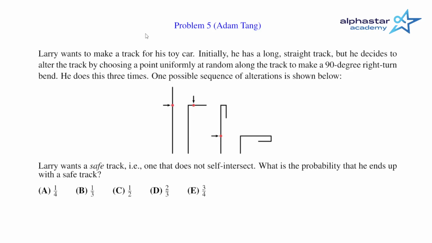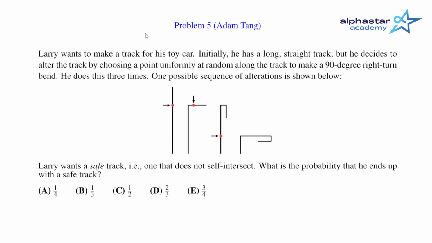We have another probability problem, also by me. This is problem number 5. Larry is playing with a toy car, so he wants to make a track for his toy car. Initially, he has a long straight track, but he decides to alter the track by choosing a point uniformly at random along the track to make a 90-degree right turn bend.